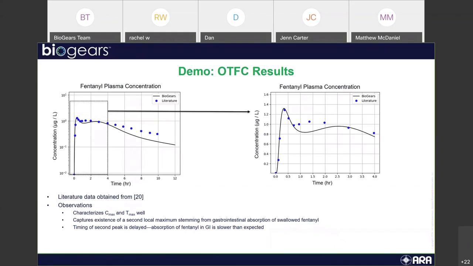You can see on the right side that we do capture a second local maximum. There's kind of a second peak there at about 2.5 hours. And that's where the GI absorption of swallowed fentanyl is coming into play, but it's a little bit delayed. So based off of the literature, it looks like that secondary absorption happens a little more quickly, more like an hour to an hour and a half. So absorption of fentanyl in our GI model is a little bit slower than expected. But in general, we capture pretty well the behavior there with the two maximums and also the delay in response.